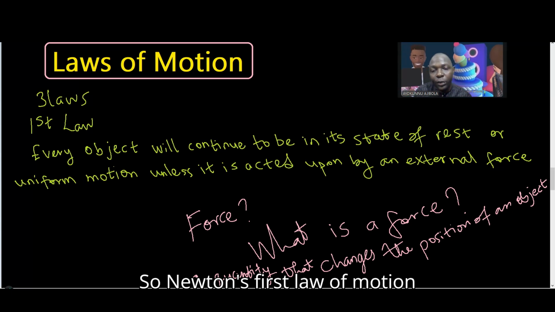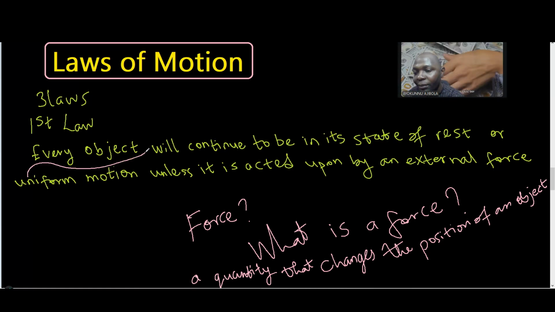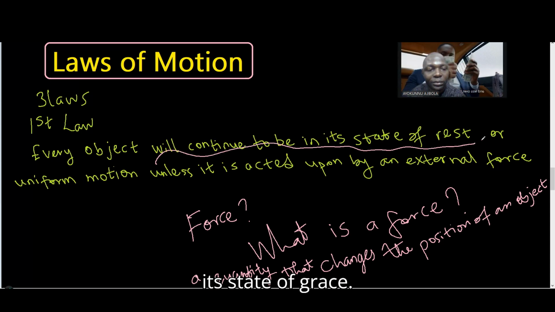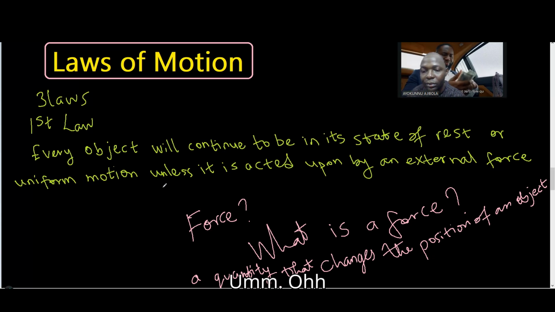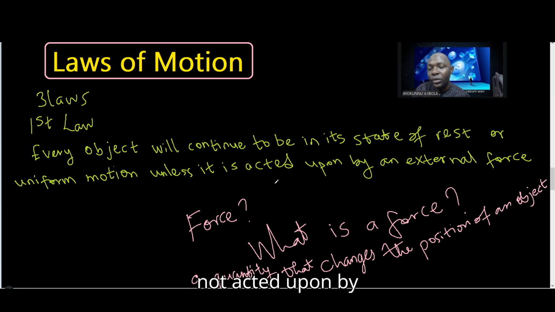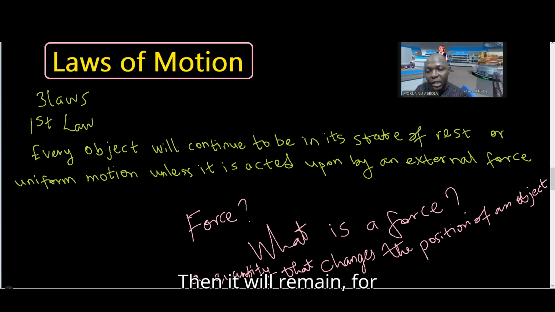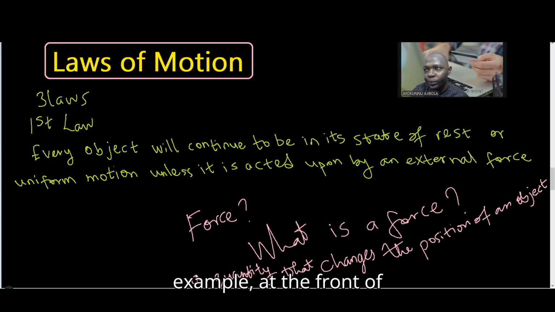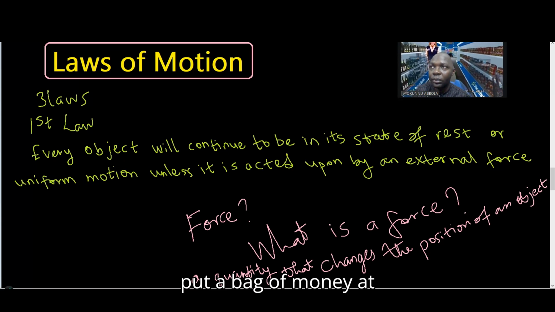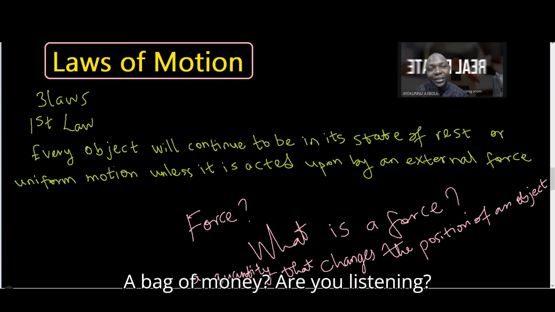So Newton's first law of motion says that every object will continue to be in a state of rest or uniform motion. If it's not acted upon by any force, then it will remain. For example, if you put a bag of money at the front of your house, a bag of money.